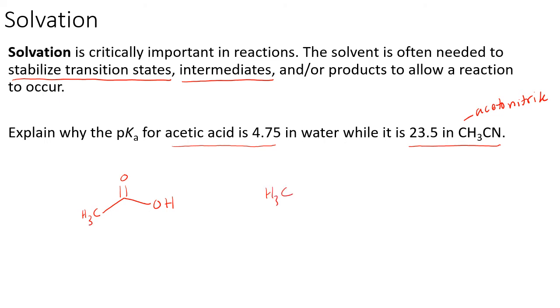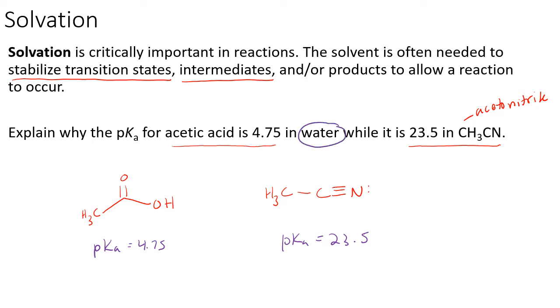Acetonitrile, we have a methyl group, CH3, bonded to a carbon, which is triply bonded to a nitrogen. So we have a nitrile group in that molecule. Our pKa for acetic acid, we are told, is 4.75, and our pKa for acetonitrile is 23.5. Now notice that we're specifying that those are the pKa's in water.